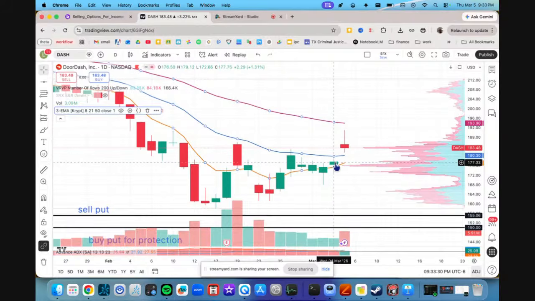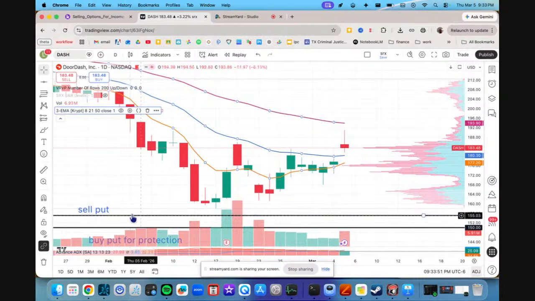We went above the 8 MA yesterday. We went way above it today. And I'm just looking at the Discord. I said for tomorrow, consider around a 155 strike. I had it on the screen right here. So this is a possible position tomorrow.